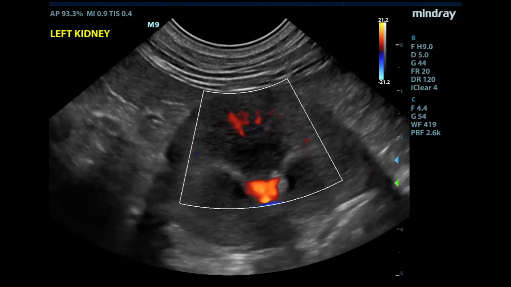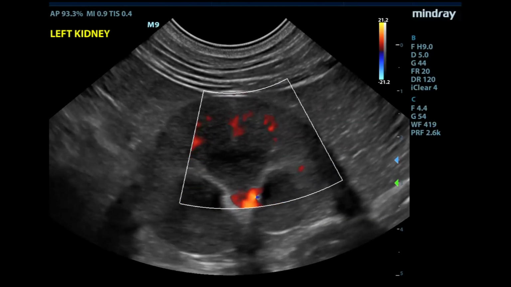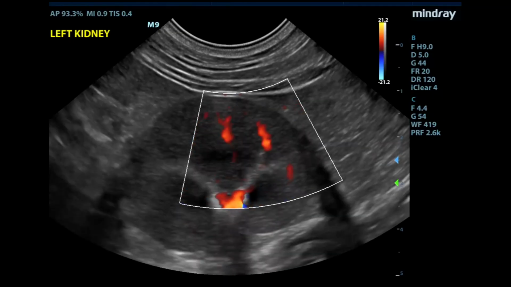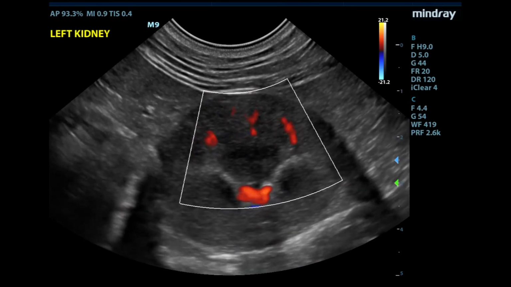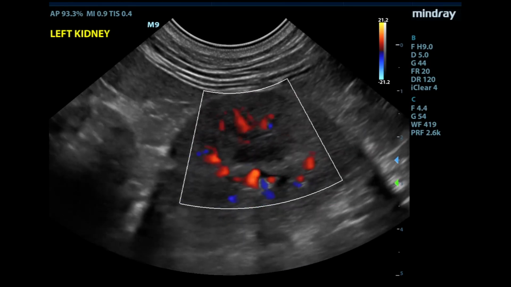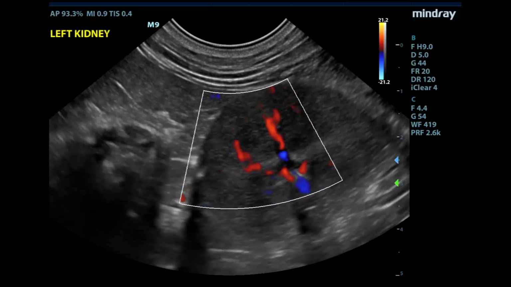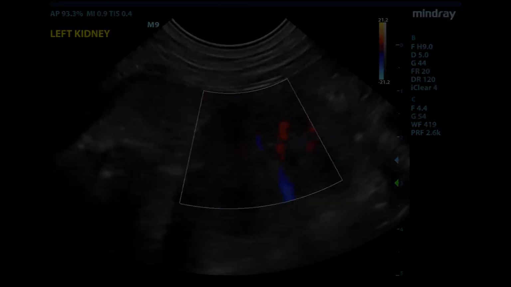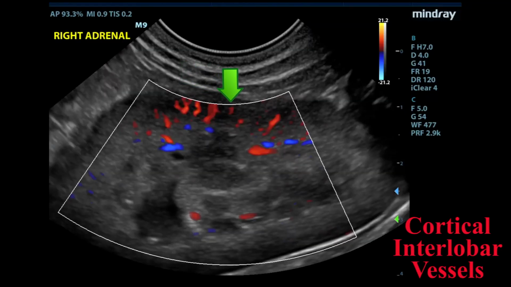In chronic kidney disease, the medulla often becomes hyperechoic, and it is difficult to differentiate cortex and medulla. Color flow Doppler can be used in these cases to locate the arcuate vessels and identify the separation between cortex and medulla. Cortical interlobar vessels radiate into the renal cortex.